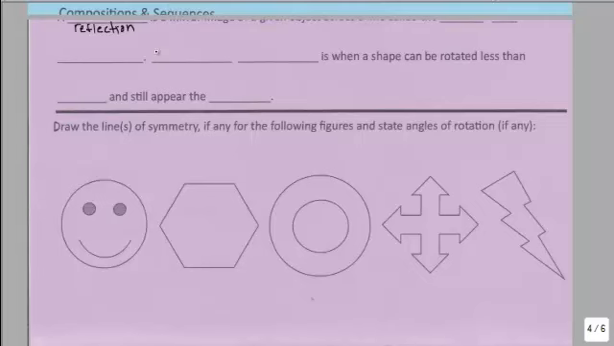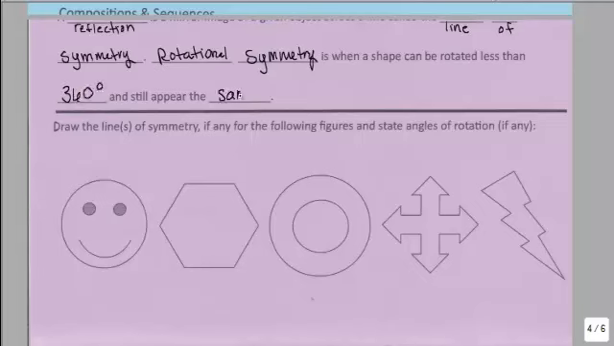A reflection is a mirror image of a given object across a line called the line of symmetry. And then the next one is called rotational symmetry. That is when a shape can be rotated less than 360 degrees and still appear the same.